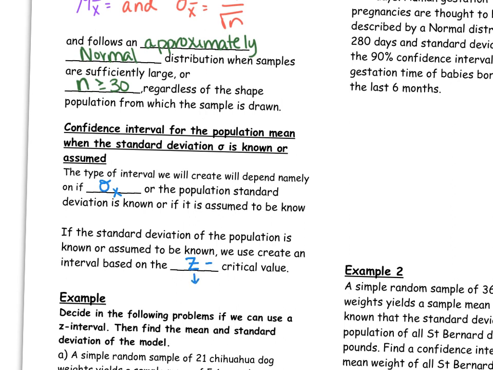The z critical value is also called z star. Do y'all remember how to find z star? What function do we use in our calculator? Inverse norm. Thank you. So remember, we use the inverse norm function to find the z star.